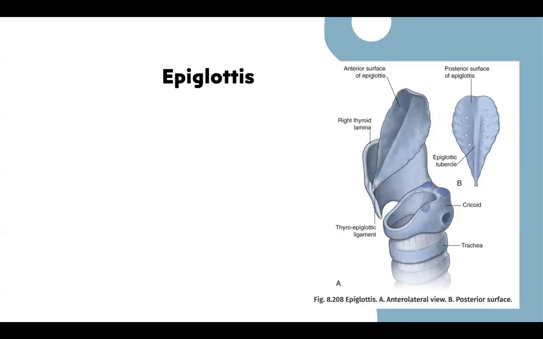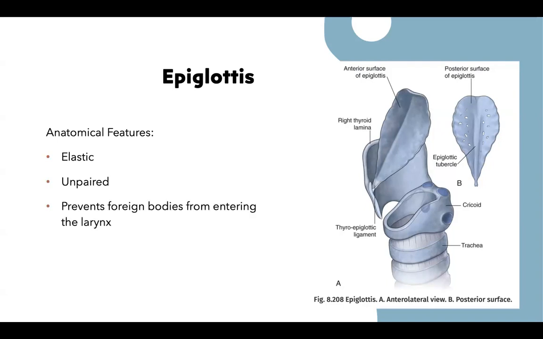Next, we'll talk about the epiglottis and its anatomical features. It's an elastic cartilage. Again, it's unpaired, a single cartilage. And the major action that it does is preventing foreign bodies from entering the larynx. Overall, it's leaf-shaped, and it's attached by its stem to the posterior aspect of thyroid cartilage, as shown here, at the angle, and projects posterior-superiorly from its attachment to the thyroid cartilage.